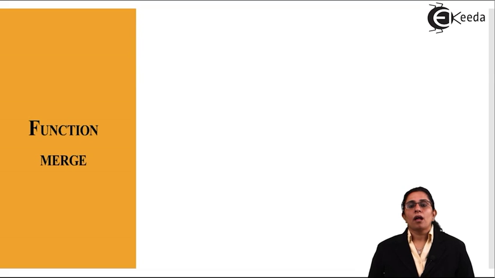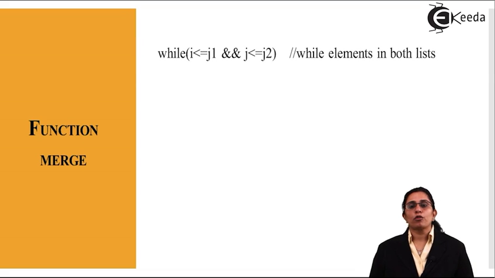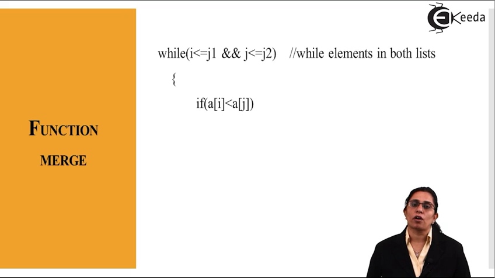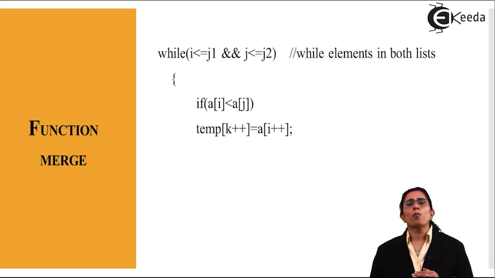Now while I is less than or equal to J1 and J is less than or equal to J2, while elements in both lists exist, we keep on checking and comparing using a simple sort. If A of I is less than A of J, then I keep on moving the element from my array A to my temporary array.